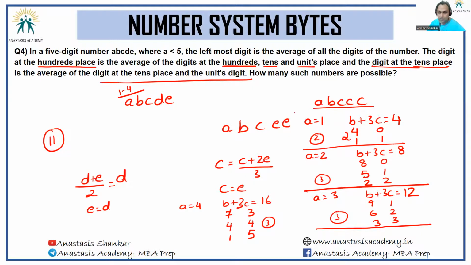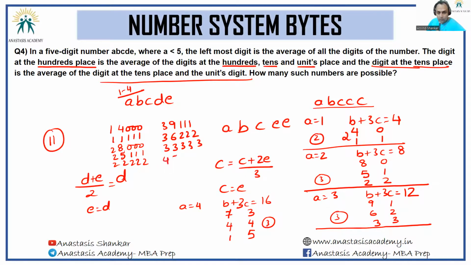Let me just make sure the numbers that I have come up with are fine. 14000, 11111, cool. Then I have 28000. Then I have 25111. Then I have 22222. Okay. Then I have 39111. Then I have 36222. Then I have 33333.